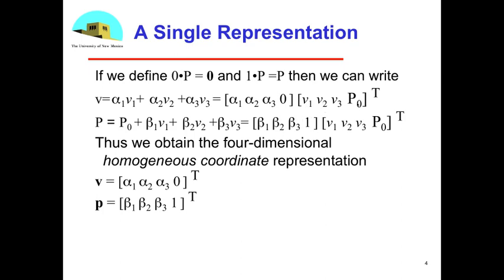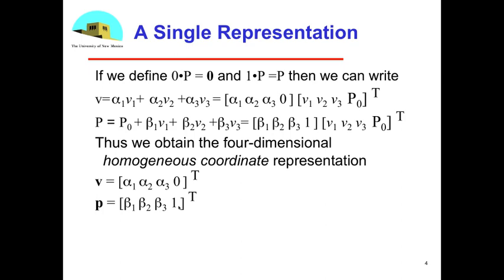So if we understand what the frame is, I say within that frame, the vector is represented here with the 4 scalar constants alpha 1, alpha 2, alpha 3, and 0, and the point is represented by beta 1, beta 2, beta 3. And here's the key issue. It has a 1 here.